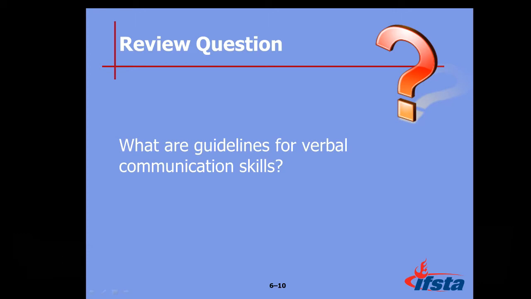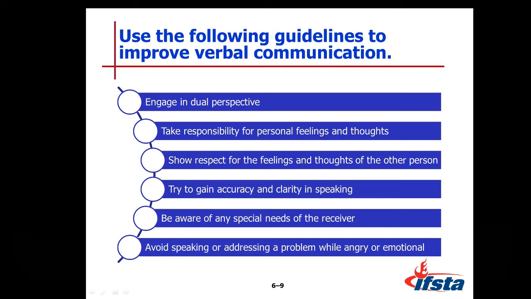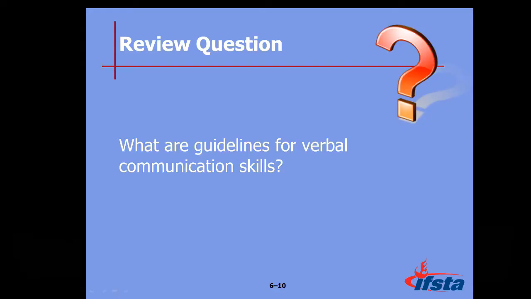So what are some guidelines for verbal communication skills? We just talked about them in the previous slide. Jeff? Engage? Wes? Okay, let's go back. Take responsibility for feelings and thoughts. Be aware of any special needs of the receiver. Don't act on your emotions. Perfect. Show respect for the feelings and thoughts of others. Yes, yes. We're good there. Be aware of any special needs. Thank you, Leah.